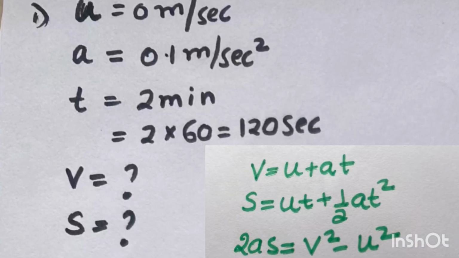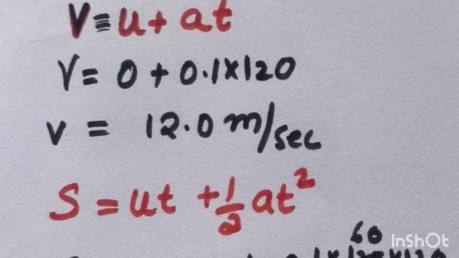Convert 2 minutes to seconds, that is 2 into 60, 120 seconds. To find V, we can use first formula, that is V equals to U plus AT, as U, A and T everything is given. So from there we'll get V. So we have V equals to U plus AT, U is 0 and A is 0.1, T is 120. So from there we'll get V as 12 meter per second.